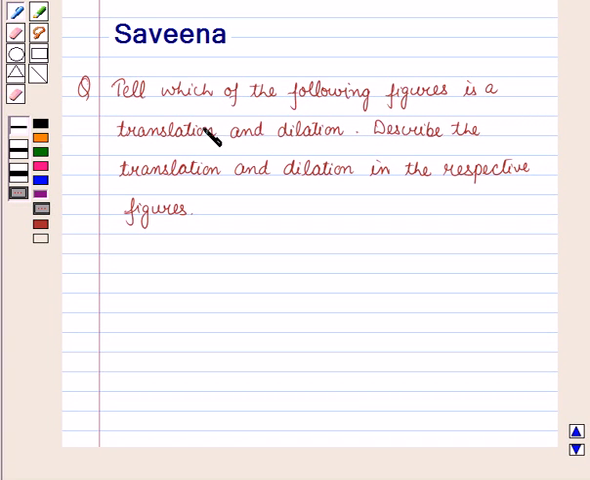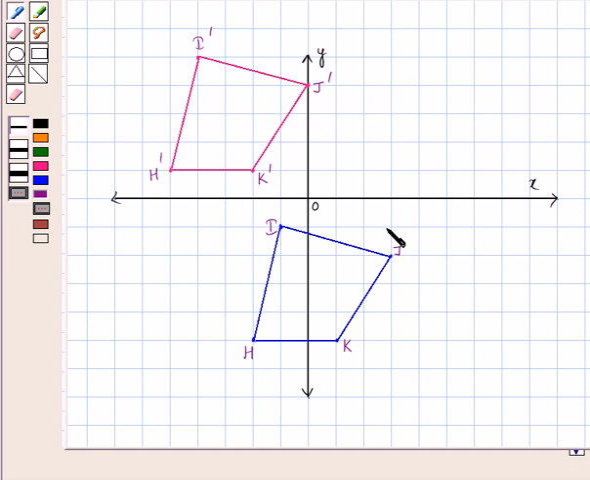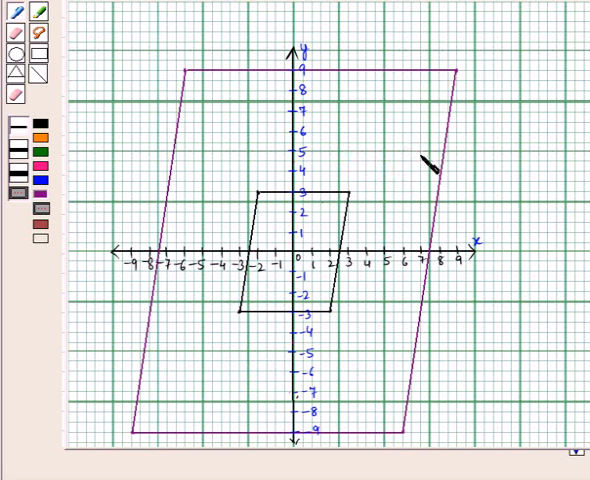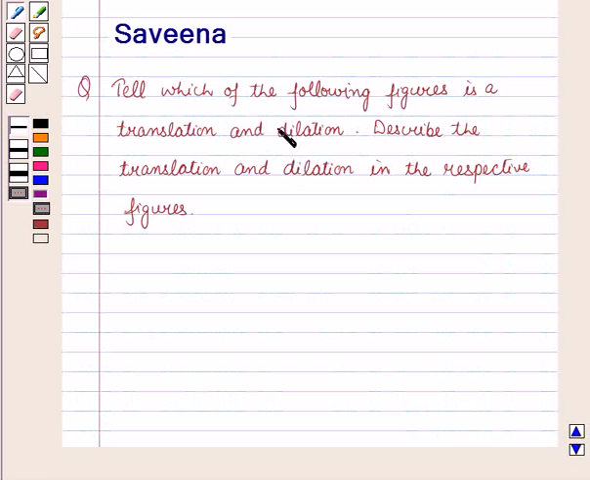In this session, we will discuss a question in which two diagrams are given to us. This is the first diagram and this is the second diagram. Now we have to tell which of the following figures is a translation and dilation. Describe the translation and dilation in the respective figures. Now let us start with the solution of the given question.